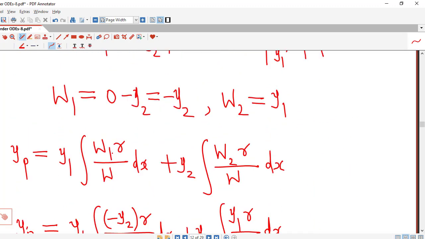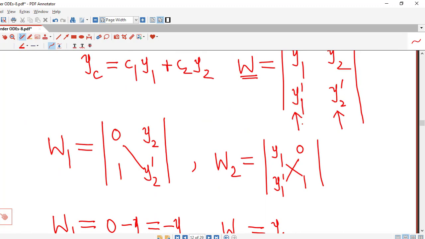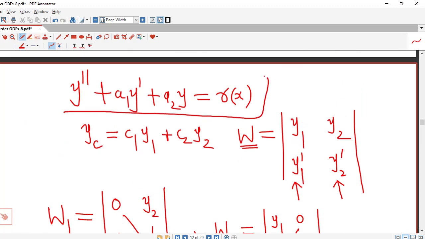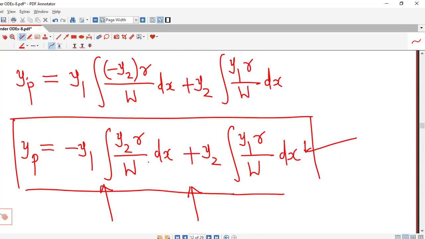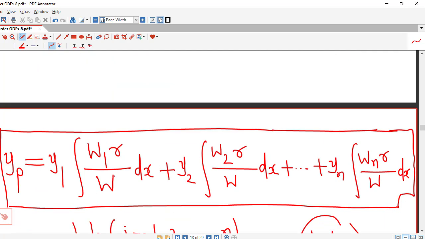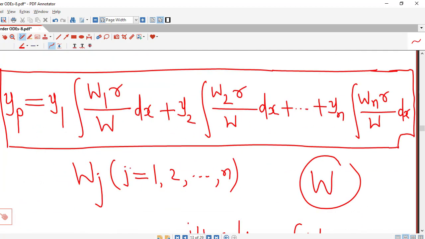It is easy to remember this formula, and for second order we can either remember this formula so that every time we don't have to calculate w1 and w2. This is the general equation for a second order ODE, and this formula works for any second order ODE because this is a general formula. So for second order we can remember this formula, and for ODEs of second, third and higher order we can find the particular solution using this formula.